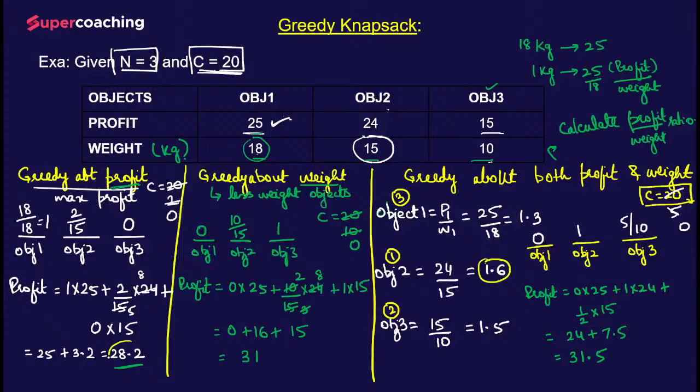Now compare all the values to see where the maximum profit is earned. In the first case, it's getting a profit of 28.2. In the second case, it's getting a profit of 31. In the third case, it's getting a profit of 31.5. So this means that this is the optimal solution.